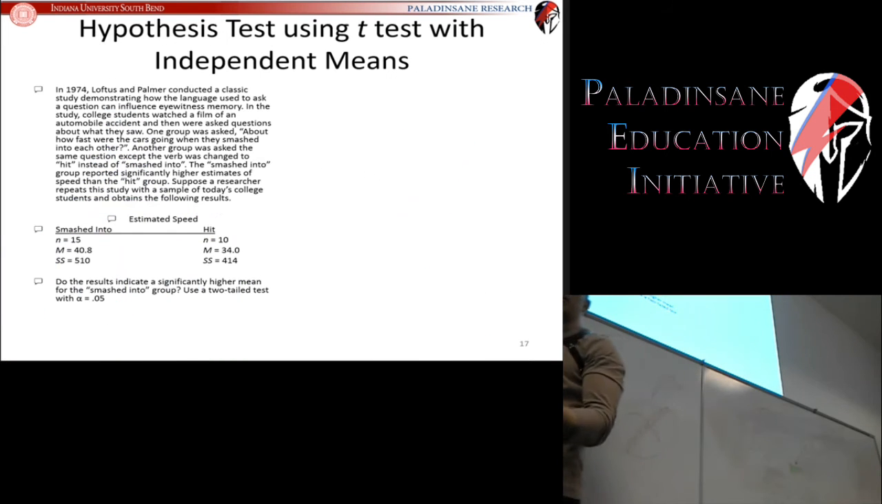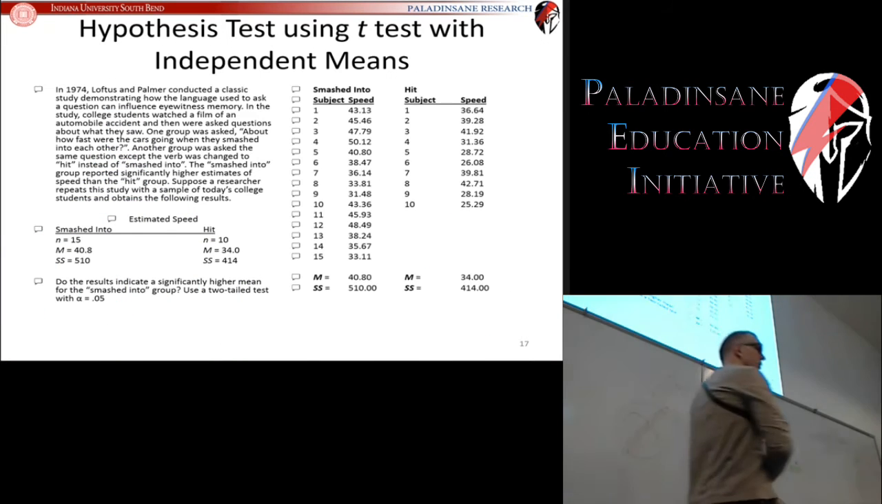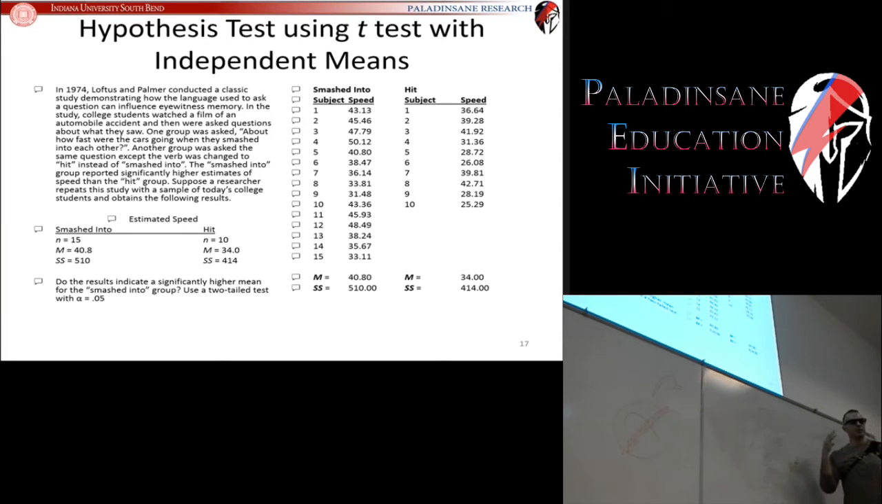So here are the raw scores that we have. Once again, if you're going to do SPSS, you need the raw scores. You need to know the score for every single subject. So here we have all 15 subjects in the smashed into group and their estimates of speed. And you can see that they were being very exact, 43.13 miles an hour, 48.49 miles an hour. And then over here we have the 10 subjects that were asked how fast were the cars going when they hit each other, and we have their estimates of miles per hour.